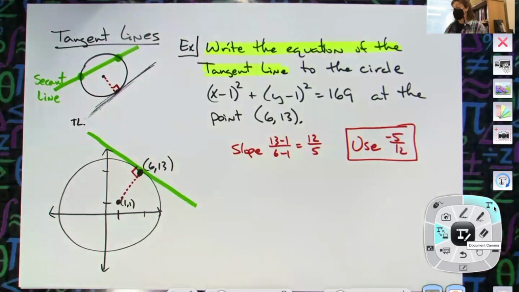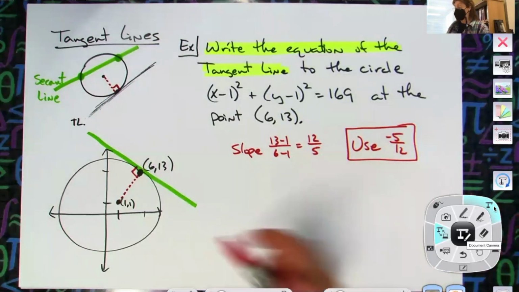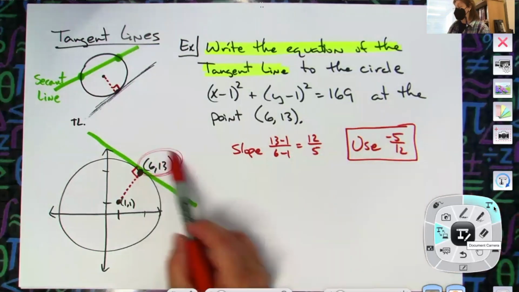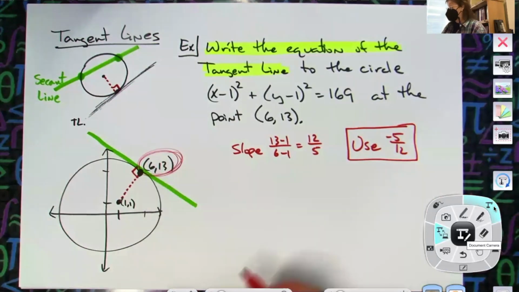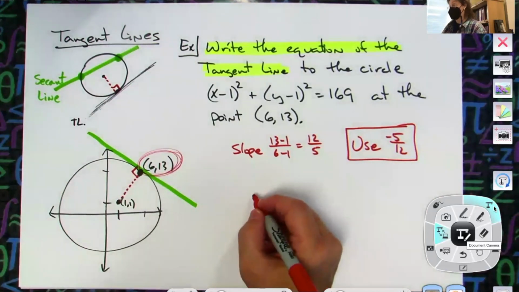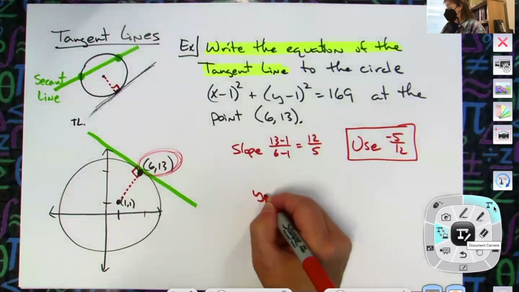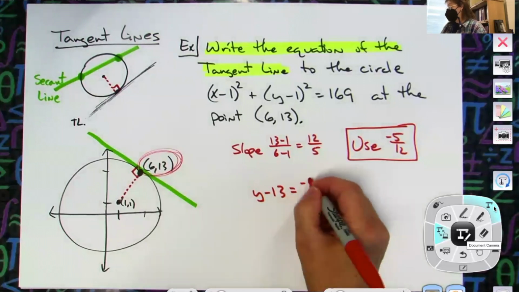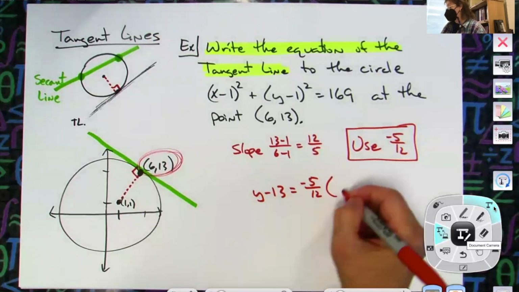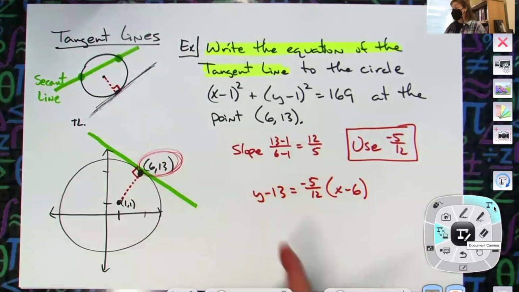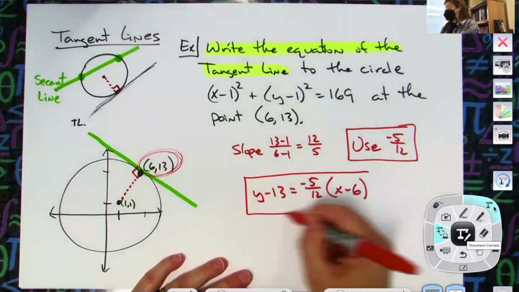So now I've got my slope, and I've got the point on the tangent line that I want to use. Point-slope form is going to be the easiest. y minus 13 equals negative 5/12 times (x minus 6). Now, in the directions on this one, does it say rewrite it in general form or standard form or any other form? Nope. So stop before you screw up.